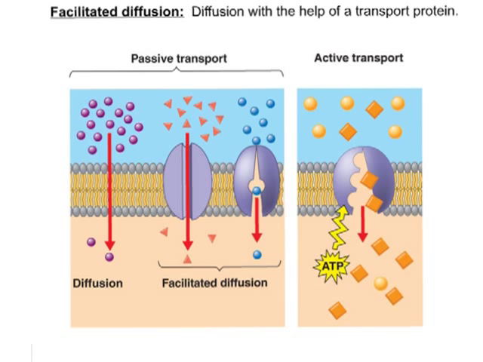Here, something different is going on. The molecules are not simply crossing the membrane. They're being helped across the membrane by transport proteins. That's what we call facilitated diffusion. Facilitated diffusion is diffusion with the help of a transport protein. So this diffusion is not happening all by itself. It is happening with the help of these proteins. These represent transport proteins.